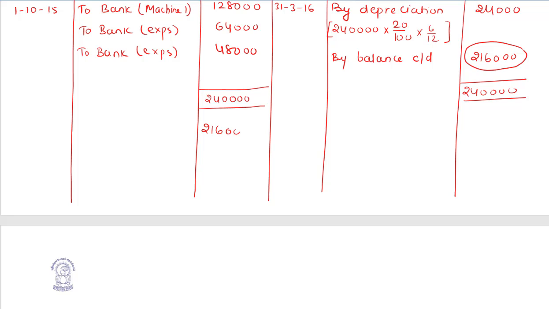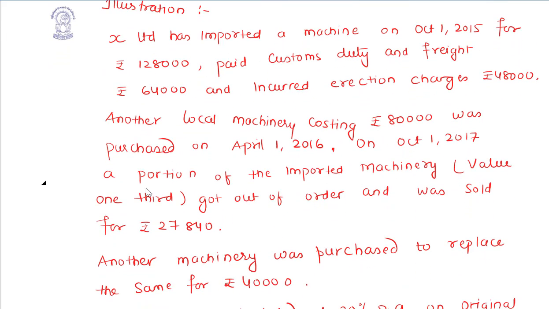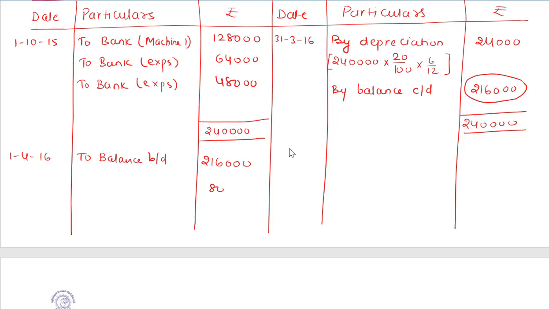This figure, 2,16,000, will become the opening figure over here. The date would be 1st April 2016, to balance brought down 2,16,000. I believe you understood. Now in the same year, let us see in the question, we had purchased another local machinery costing 80,000 on 1st April 2016. So we will write to bank account, purchase of machinery.